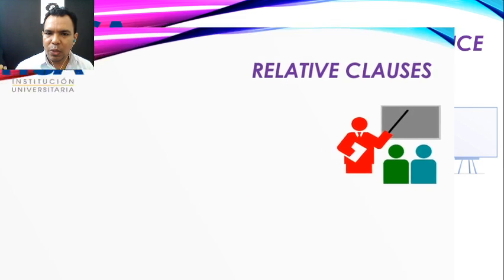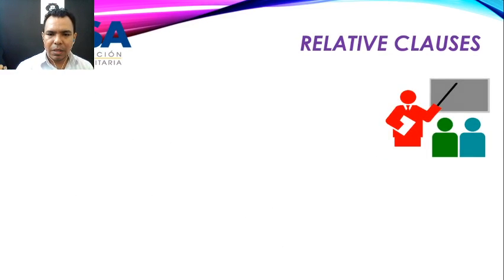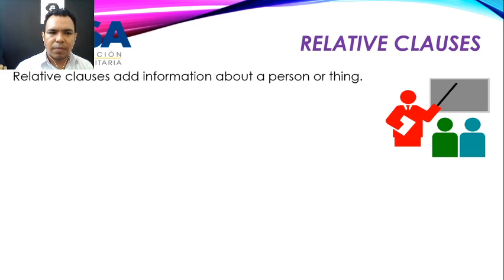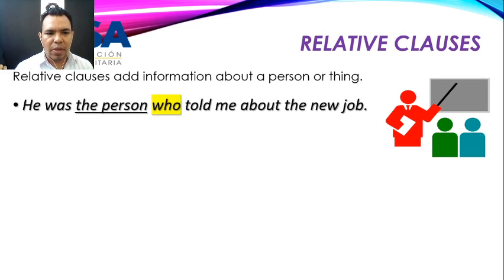But we also have a different topic for this class, and it's a little bit easier than the first one. It's relative clauses. What are relative clauses? Relative clauses are those statements that add information about a person or thing. For example, he was the person who told me about the new job. Here, in this sentence, I use who to give more information about that person. So, he was the person who told me about the new job.